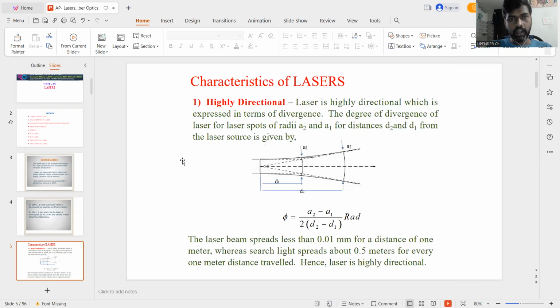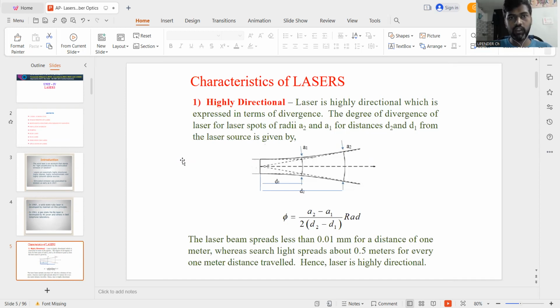Next, characteristics of lasers. There are four characteristics: highly directional, highly coherent, highly monochromatic, and highly intense. These are the four characteristics of laser as compared with an ordinary light source, the ordinary torchlight source. What are the differences that we can observe here?